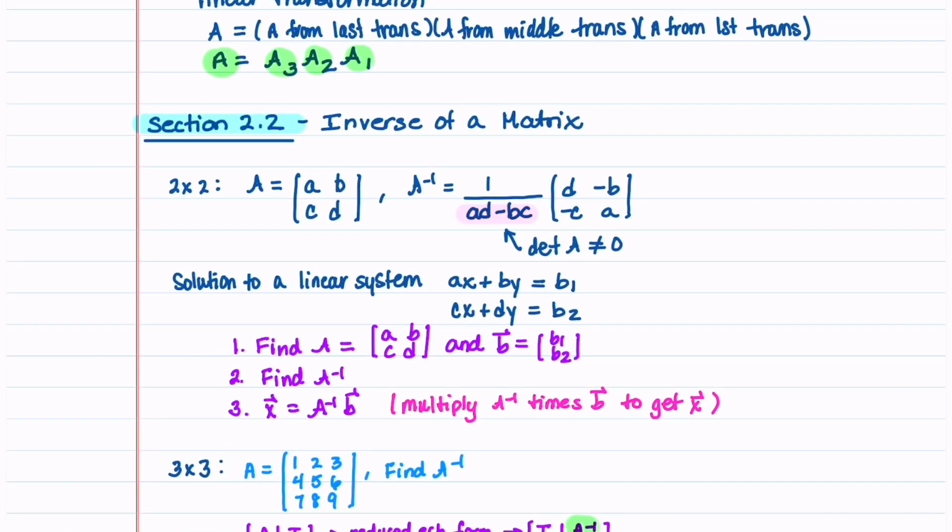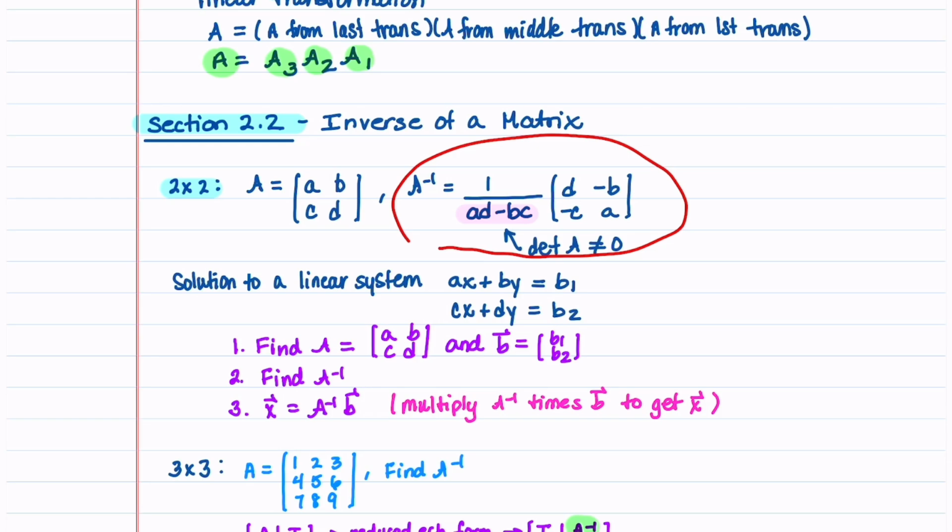Section 2.2 was on the inverse of a matrix. For a 2x2 matrix, we got the formula for the inverse of a matrix. That formula is right here. You need to make sure and know that. And then also notice that the denominator in this formula is the determinant. And the denominator can't be equal to 0 if A inverse exists. So that's why we say that the determinant can't be equal to 0 if A inverse exists.